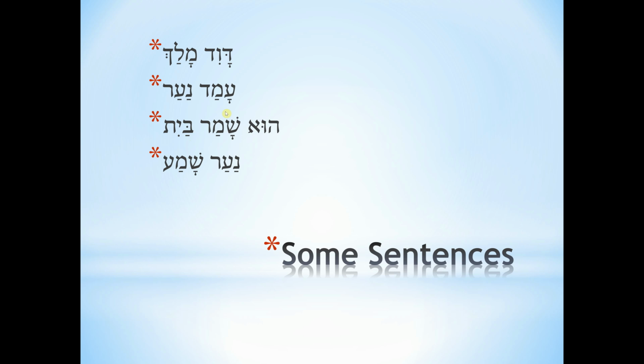Who is he? Hu is the pronoun for he or it. He guarded, shamar bayit, a house. He guarded a house. Now we have na'ar. Remember this in the vocab list. This one has the little caret indicating that the accent is over the nun. Na'ar shama. Na'ar shama. And this means a young man heard, or listened, right? A young man heard or listened.